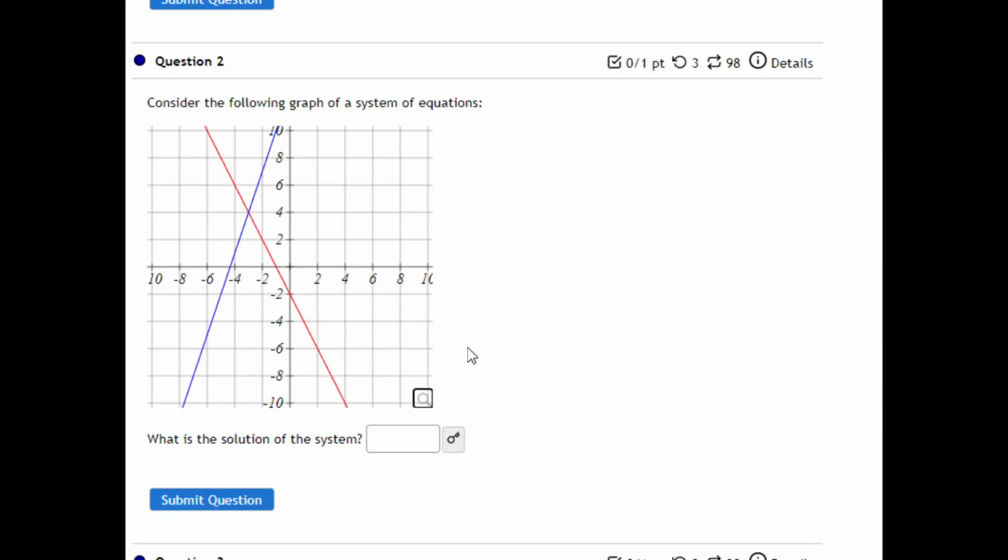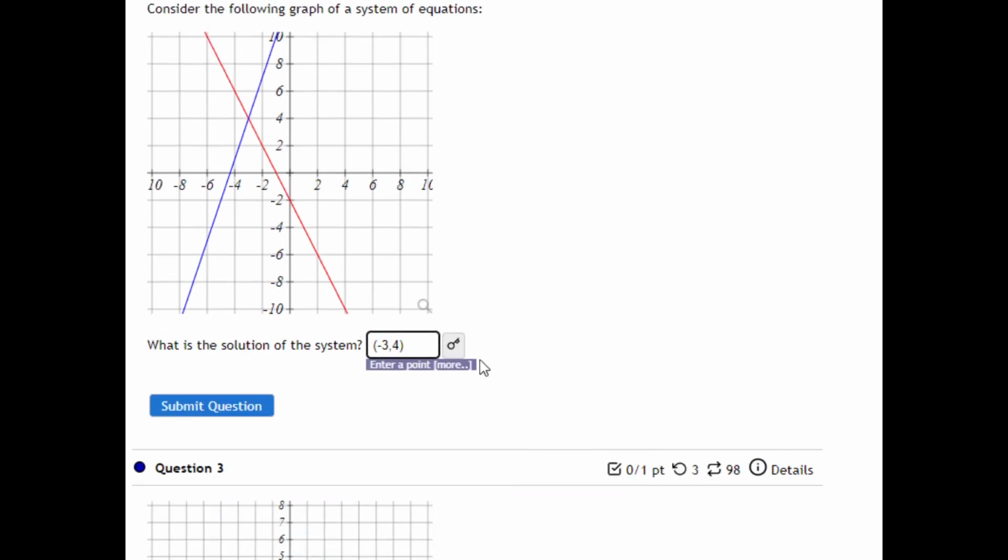Now to put this in as a solution, they give you a little reminder here, enter as a point. So that means you have to put parentheses, then the -3, 4, and end your parentheses. If you don't put it in that way, you will get the question incorrect.